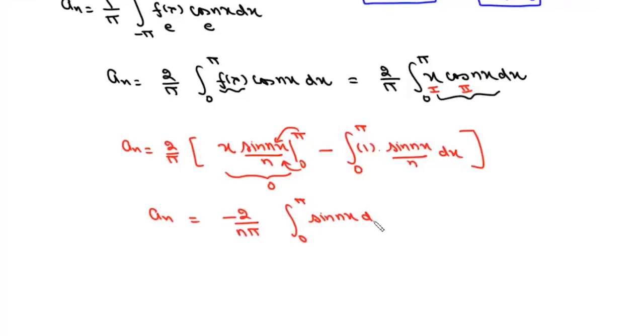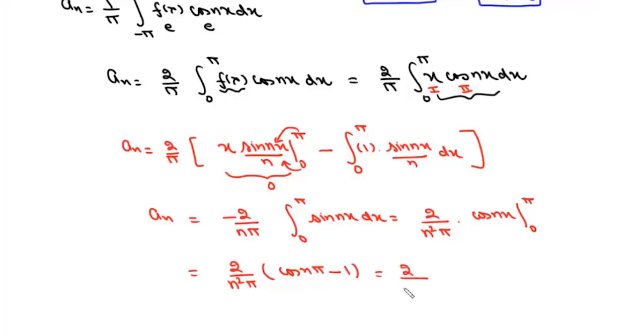sin nx dx. Now the integral of sin nx is minus cos nx by n. So we'll get this as 2 upon n square pi cos nx from 0 to pi. So in this case it will be 2 upon n square pi, and this is cos n pi and then minus cos 0, and minus cos 0 is minus 1. Now cos n pi is again minus 1 to the power n. So we write this as 2 upon n square pi, and this is minus 1 to the power n minus 1. So now we have a0, an and bn.